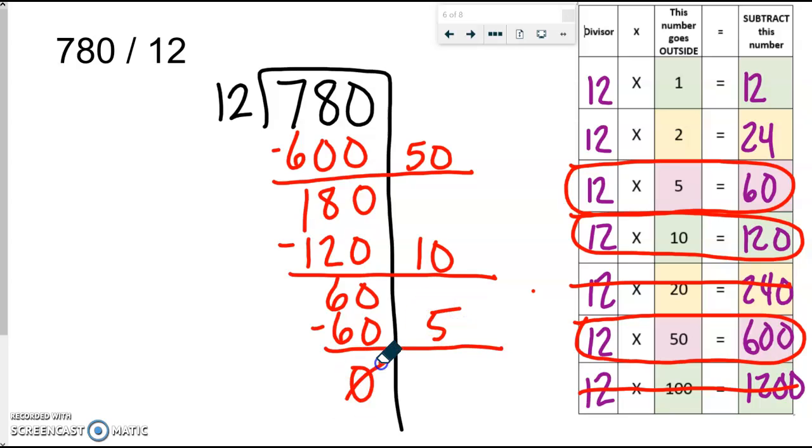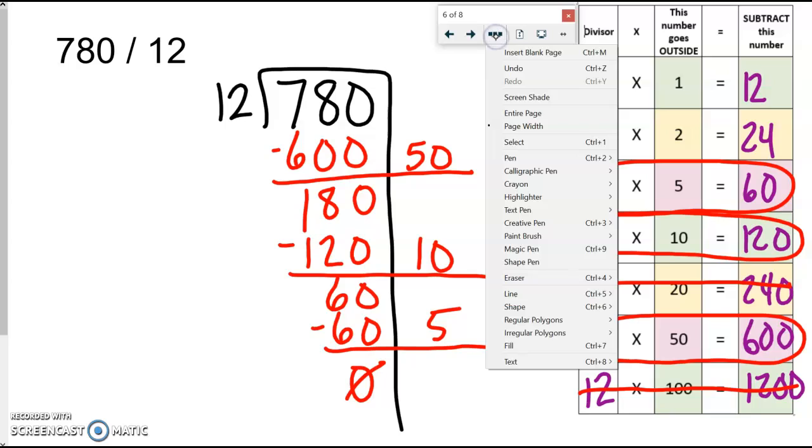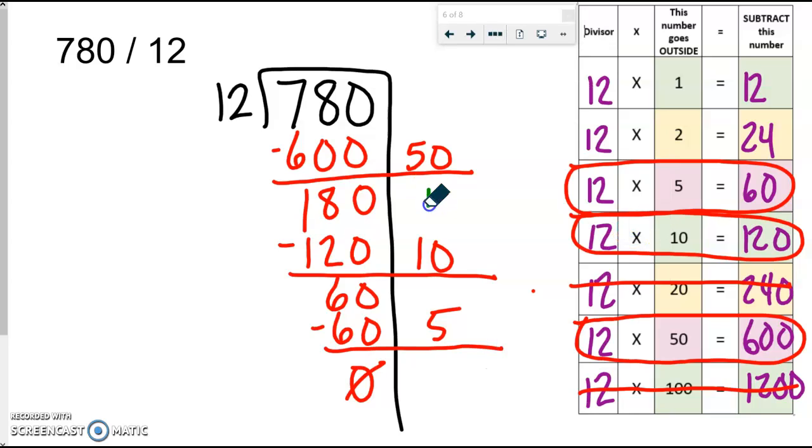60 take away 60 means we have no remainder, and all we need to do to finish up this problem is add the numbers on the outside of the house. 50 plus 10 plus 5 is 65, so 65 is our quotient.